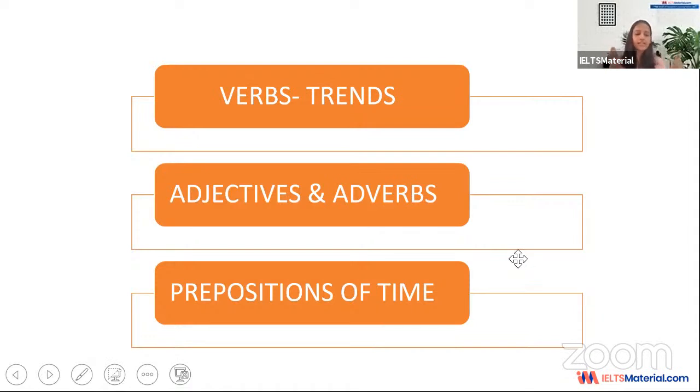So now let's understand the specific vocabulary. These are the 3 things which we are going to take care of. First, let's understand the different trends that we display in the line graph.